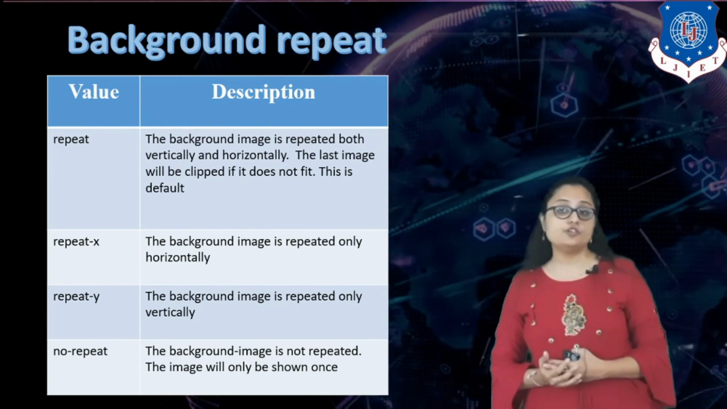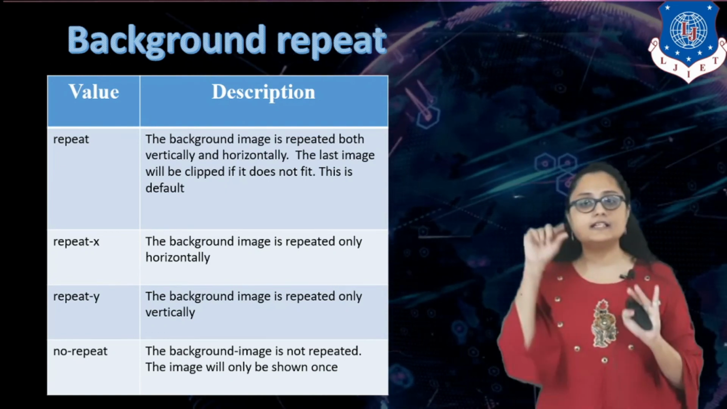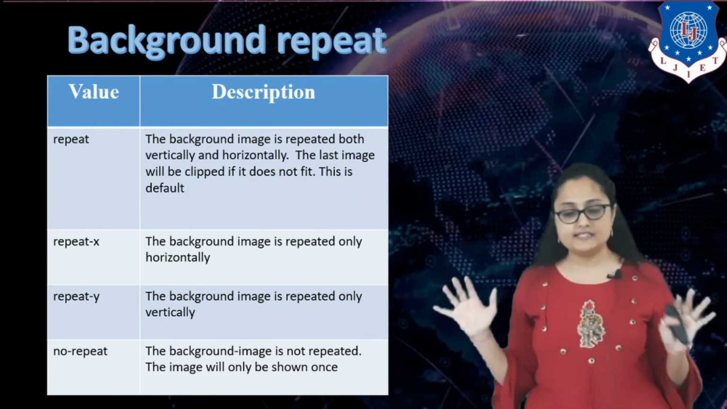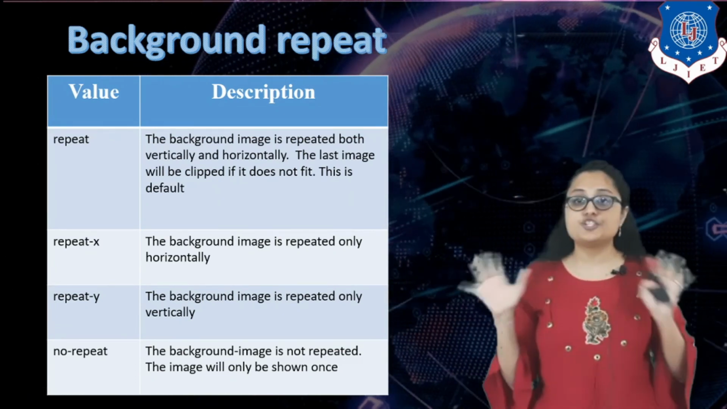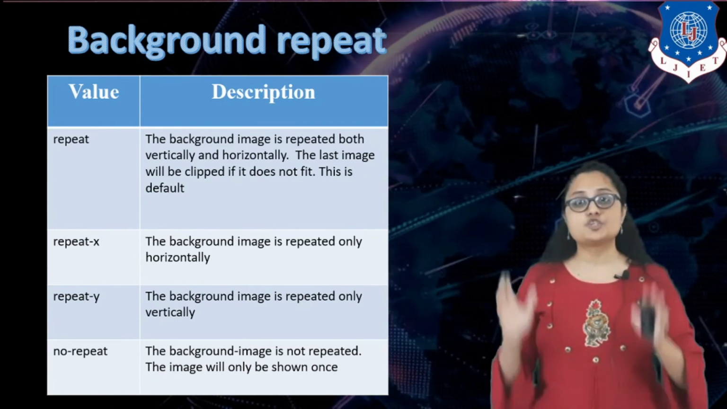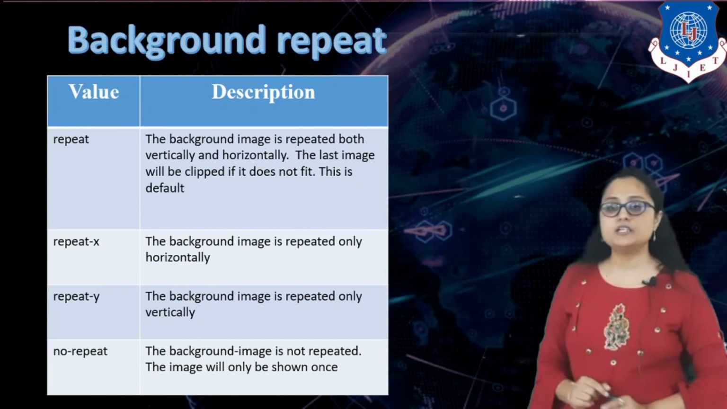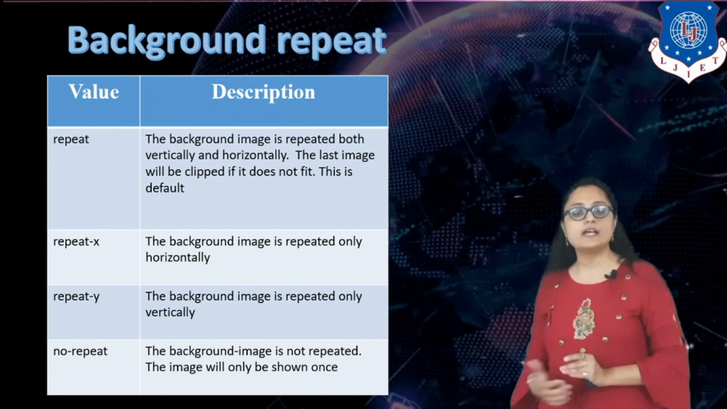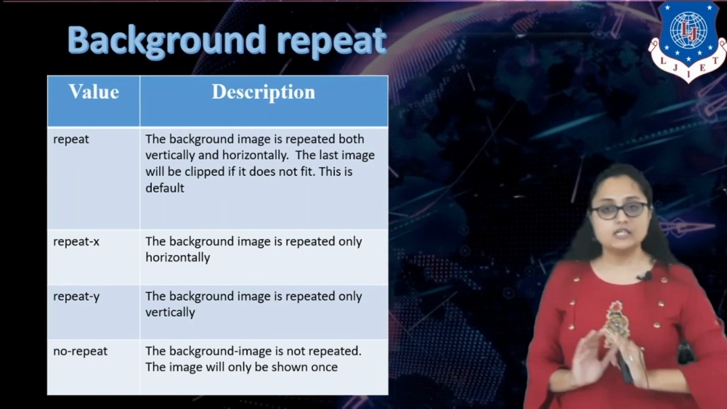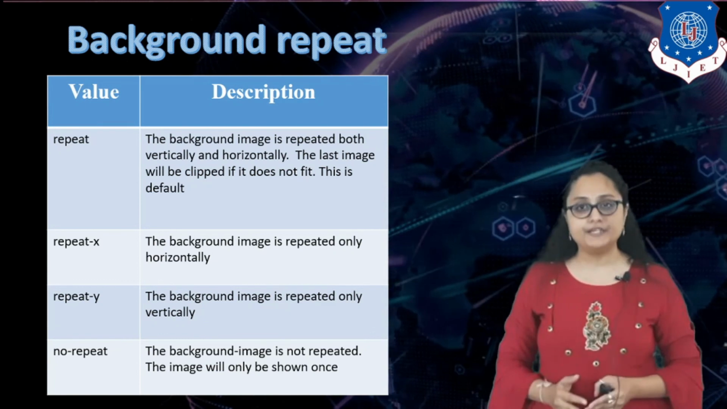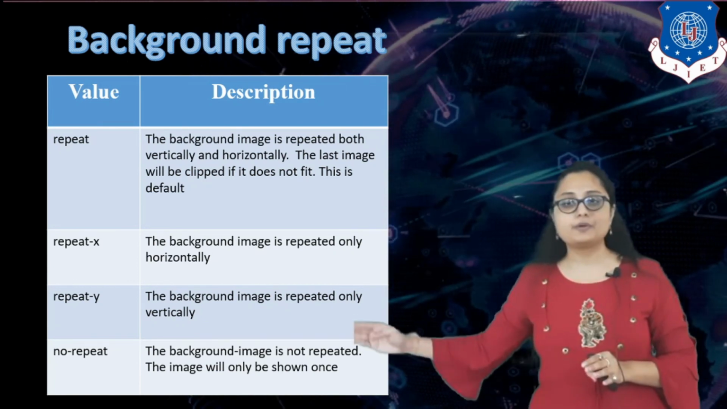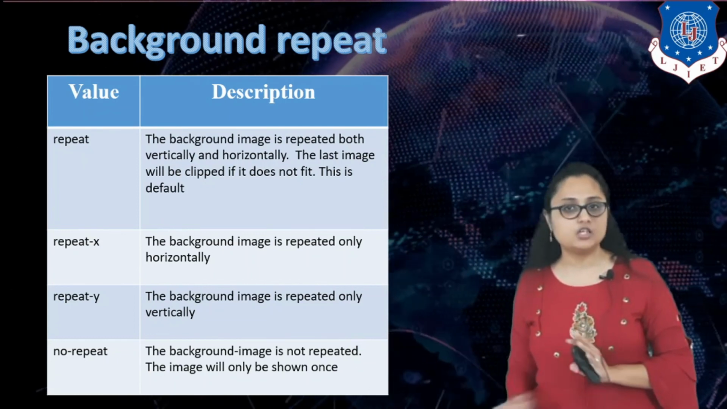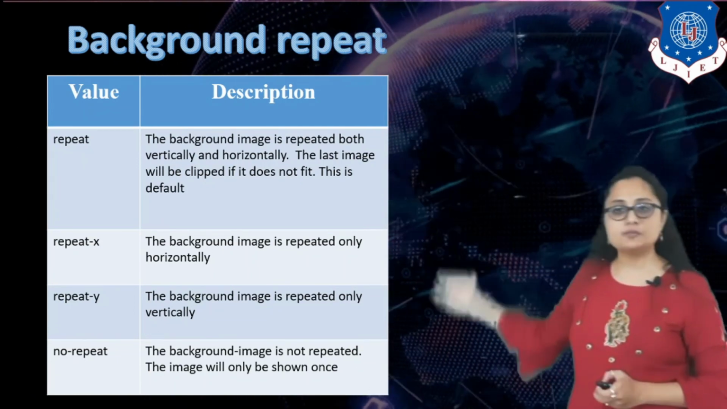Now there are times when you don't want to repeat your image at all, you want that there should be only one image, and I will specify the size for that image, I will specify the position for that image, but I don't want that image to be repeated. Then what is the property that you have to use? For background repeat property, you may specify no-repeat. It means your image will stop repeating, it will only display once and it will stop repeating itself either vertically or horizontally, right?